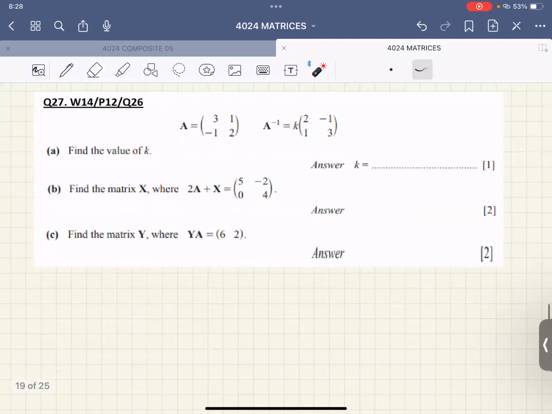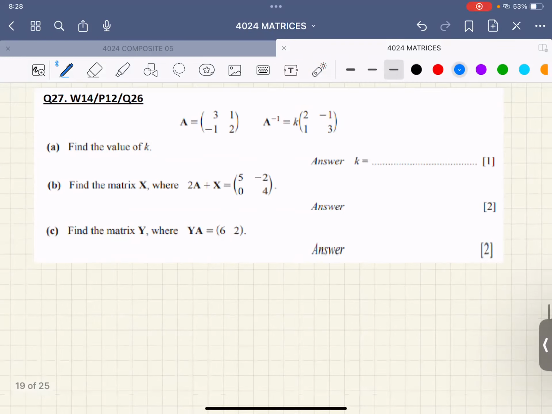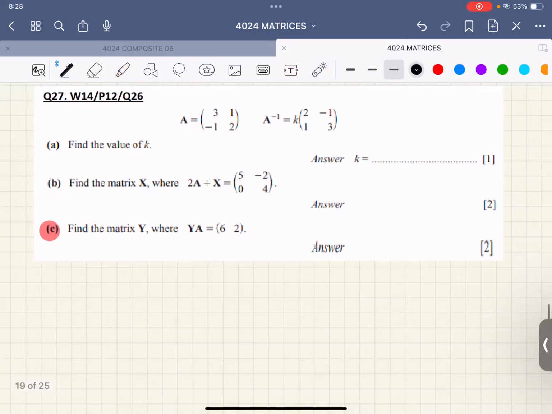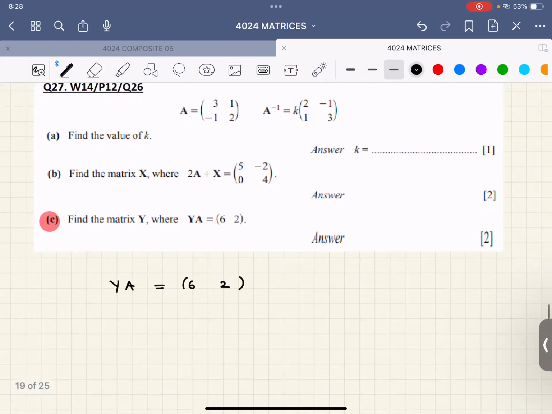For example, let me look at this question. Find the matrix Y where YA is 6, 2. So this time, I need to solve this. Let me highlight this one, part C. YA is equal to 6, 2. Let me write 6, 2 as B, to make it a more complex question. So this matrix over here is the matrix B, which is 6, 2.